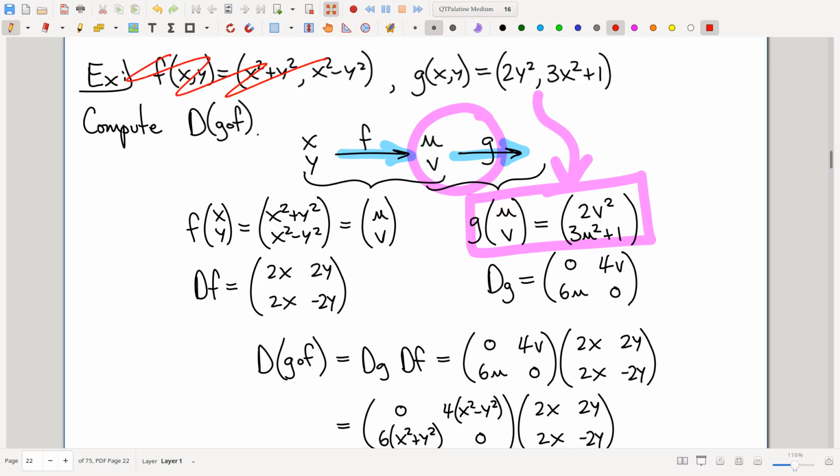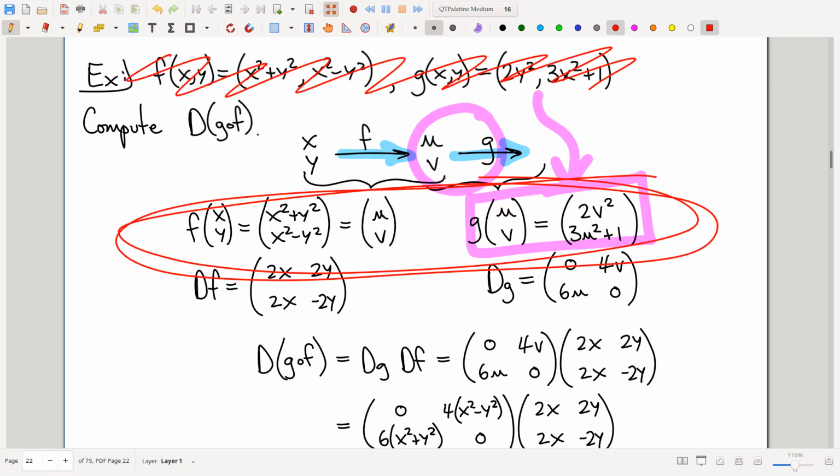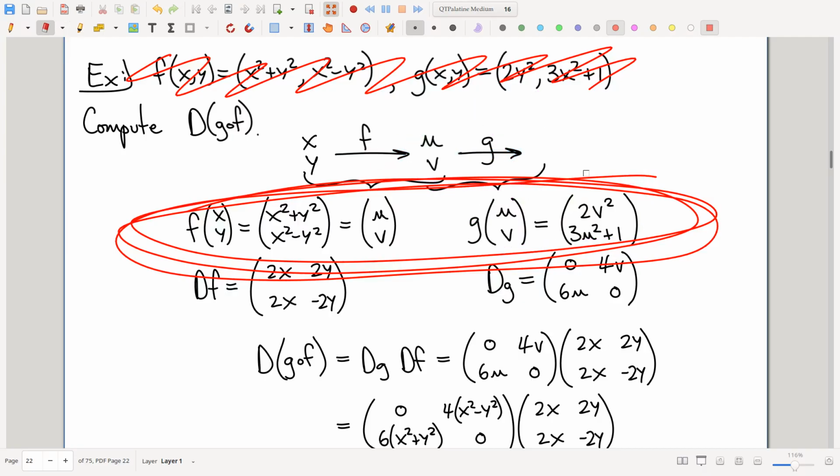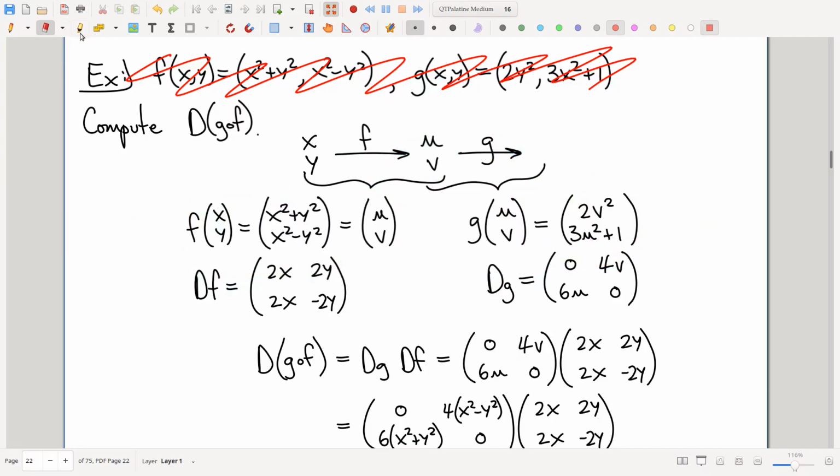Right? Forget about all of this. We're not using that anymore. We're using these formulas for f and g. Confusion of variables gone. Go about your business. Don't worry about it. Everything's going to work out in the end. And let's play that out.